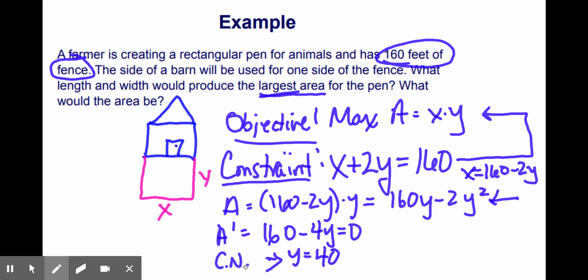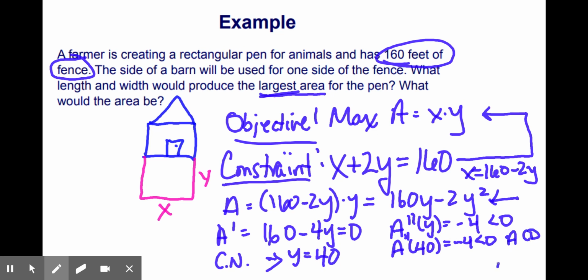It looks like it's the max, but I have to confirm it's a max. To confirm it's a max, let's go to the next derivative. So A double prime of Y is equal to -4. Well, -4 is less than 0. If I plug 40 in, I'm still going to get -4, right? So A double prime of 40 is -4. That's less than 0, so A is concave down. It looks like an upside down U, which means that we have a relative max.